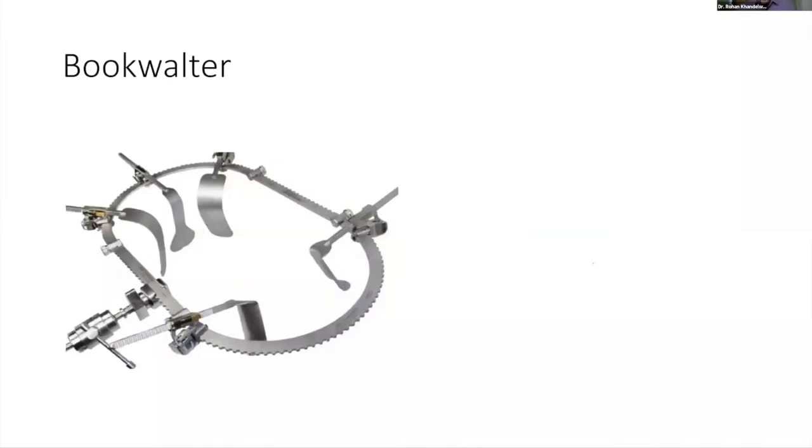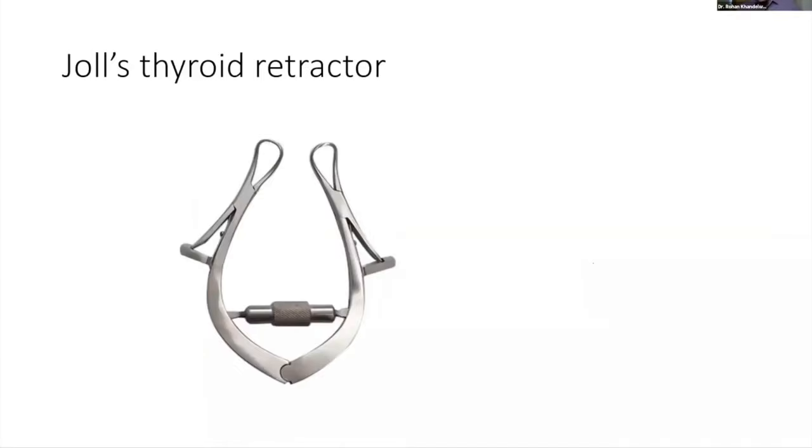This is a Book-Walter self-retaining retractor where you can put this ring and multiple such retractors can just be put in place. This is a Book-Walter retractor. So all these retractors are important for your exams. This one is a self-retaining retractor. Joel's, I've already told you, you need two Joel's retractors, one on each side for thyroid surgery.